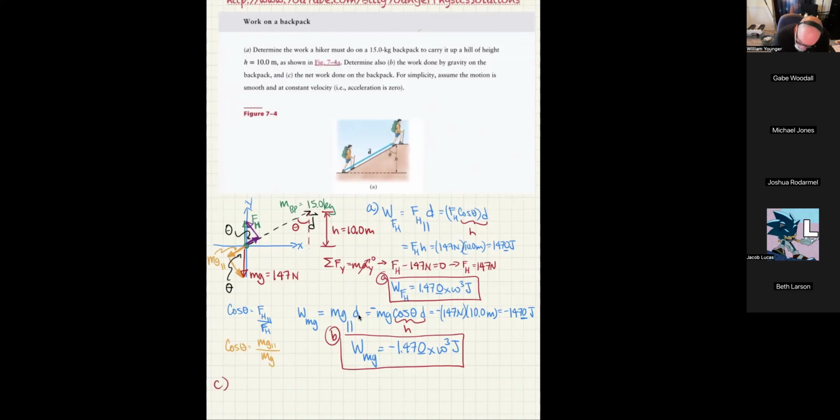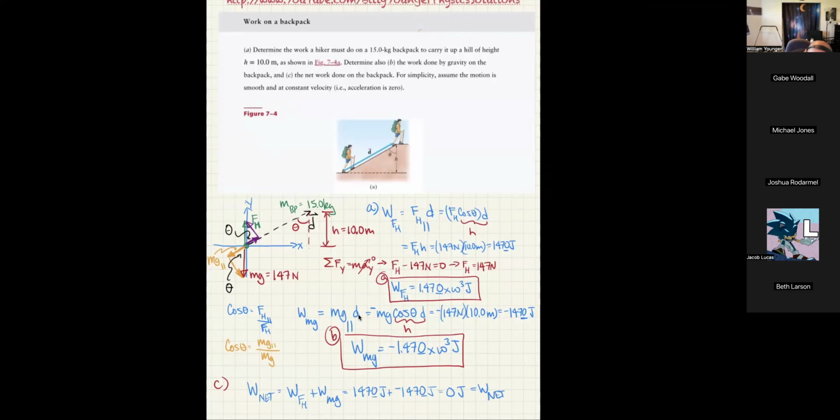I'll say W net is equal to the work done by the hiker plus the work done by gravity, which equals 1,470 joules plus negative 1,470 joules, which equals 0 joules, equals W net.